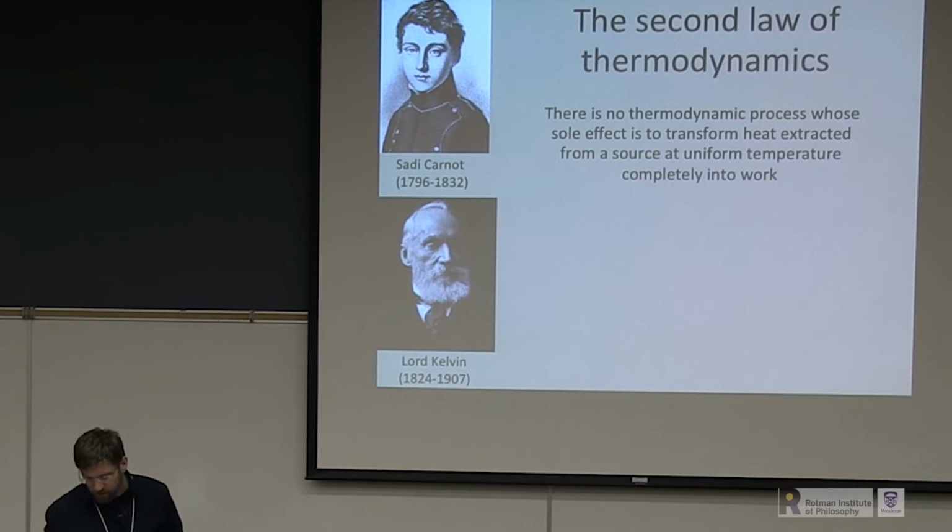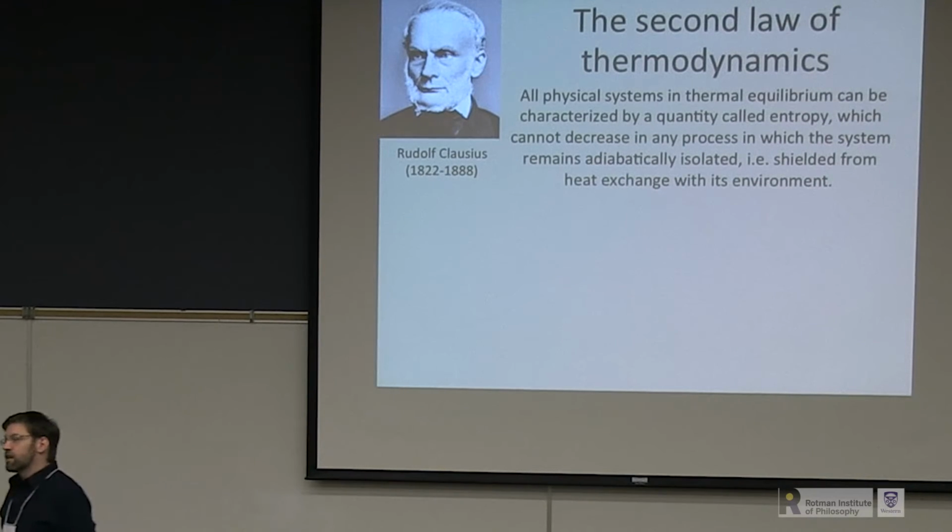No thermodynamic process whose sole effect is to transform heat extracted from a source at uniform temperature completely into work. But there's also these entropic forms of the second law, which I think you could say originated in Clausius's work originally, or were motivated by it. And there you find a lot of disagreement among the textbooks. So what I'm giving here is a kind of standard thing that I've distilled out of many textbooks, but I think it captures a standard notion.